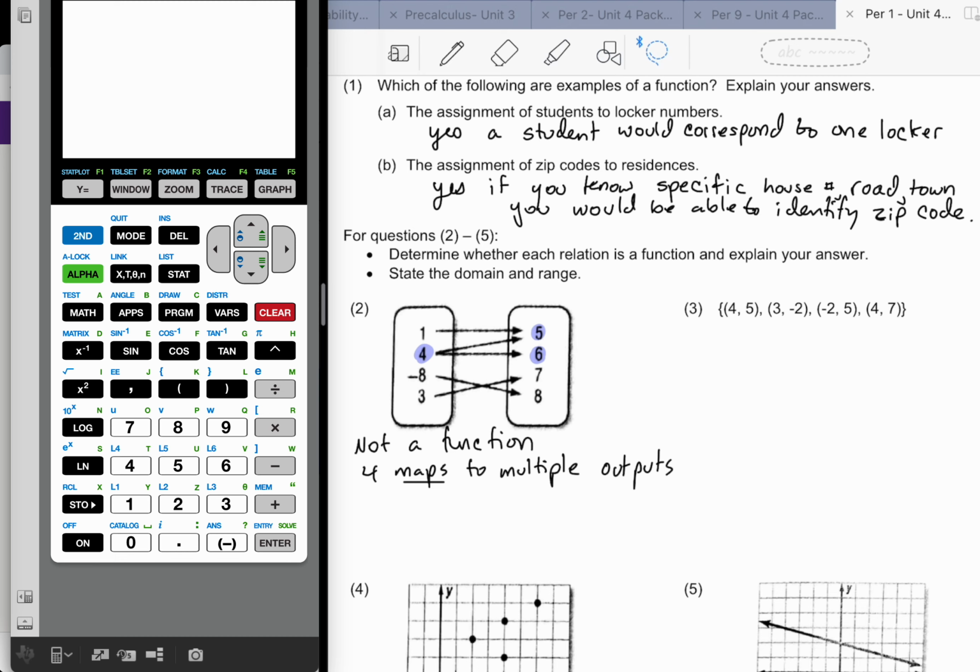Then the domain and range, that should be easy enough because all I'm doing is indicating the unique values of the input variable and the unique values of the output variable. So -8, 1, 3, and 4. And then 5, 6, 7, 8.